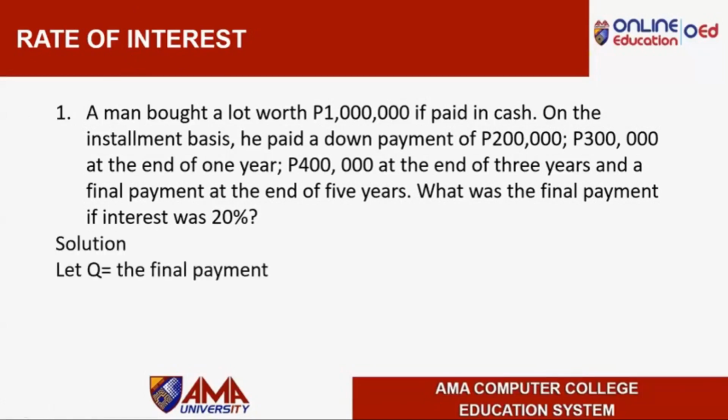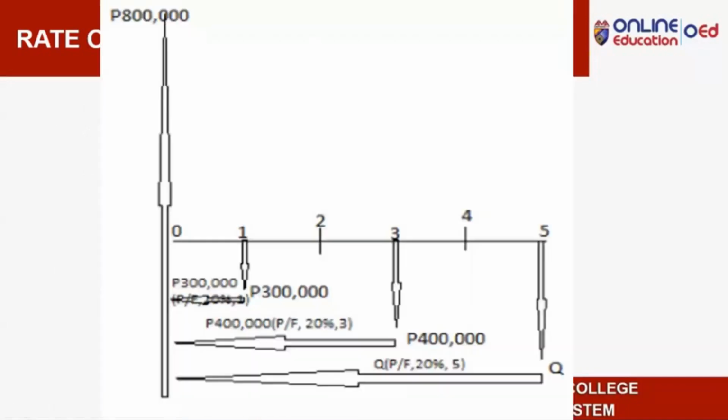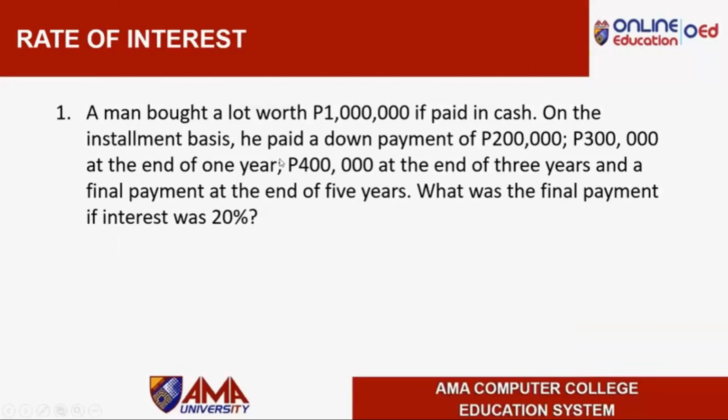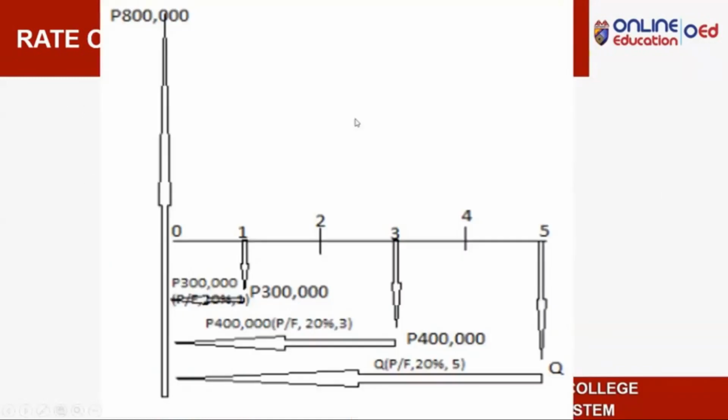So let's start the solution: Q equals the final payment. This is the diagram. Did you notice we only have 800,000 now? Why? Because if it will be paid in cash, it will be 1 million, but he already gave a down payment of 200,000. So the balance now is only 800,000. So we'll start with 800,000.